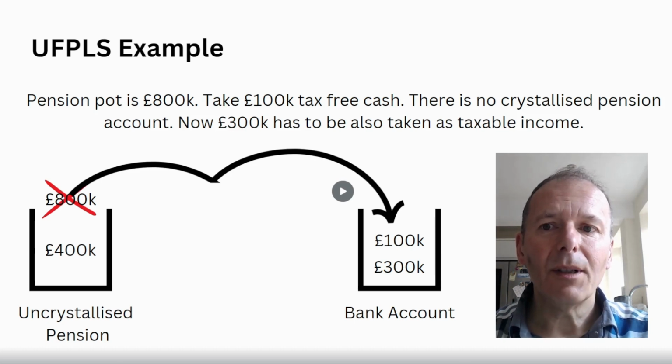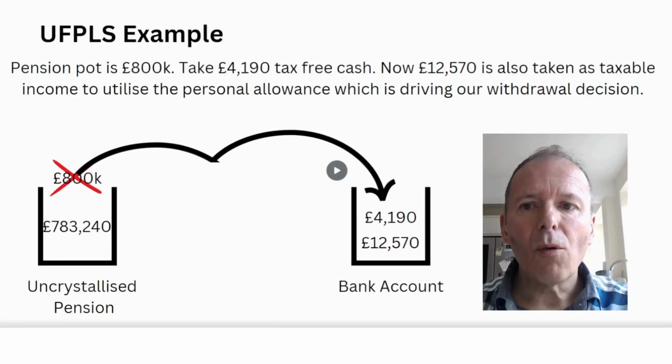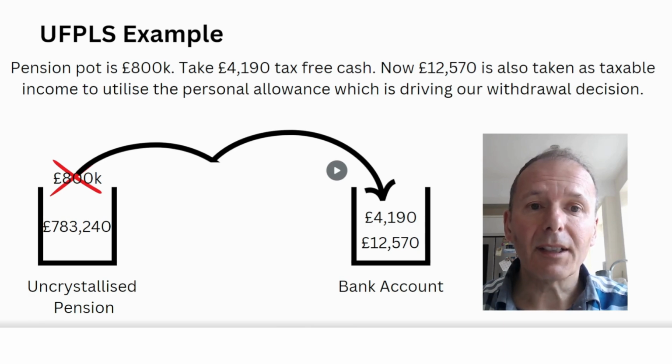So clearly we're not going to use UFPLS to move large amounts of money from our pension into our bank account. A more realistic UFPLS example would be to take the personal allowance, 12,570, as taxable income, and that's now driving our withdrawal decision. Then we also happen to have 4,190 as tax-free cash, which is a little bonus along the way.